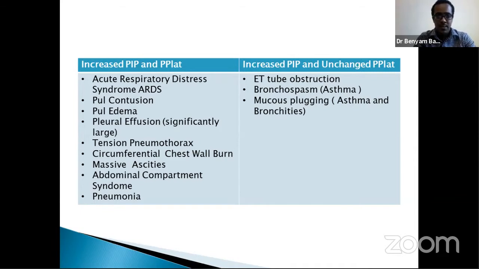The other scenario is when you have increased peak inspiratory pressure, the pressure needed to overcome the larger airways, the smaller airways, and the alveoli, despite the plateau pressure being lower or unchanged. This usually implies there is some form of obstruction. That could be due to ET tube obstruction, bronchospasm, asthma, or mucus plugging, as in the case of asthma or bronchitis.